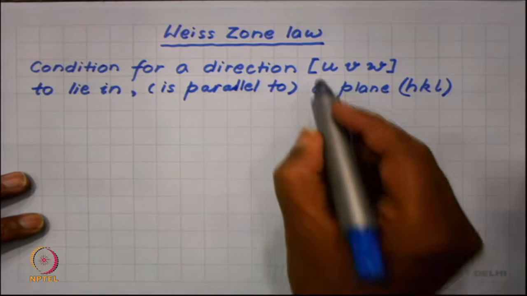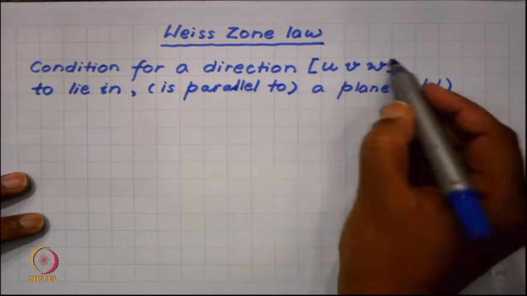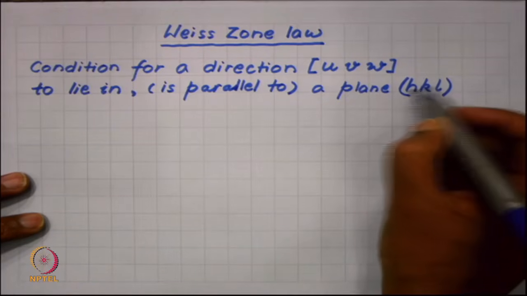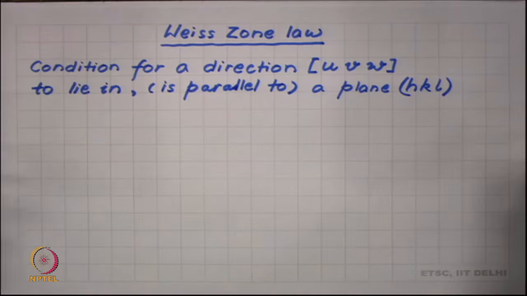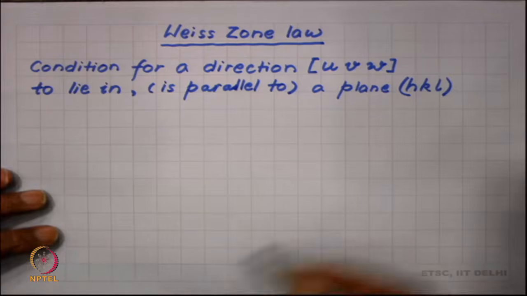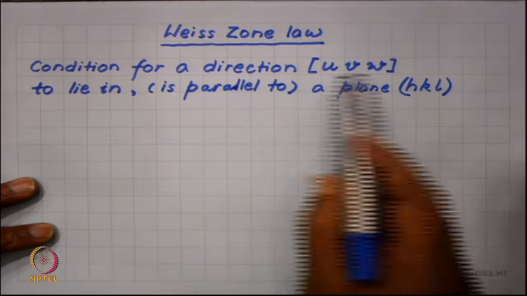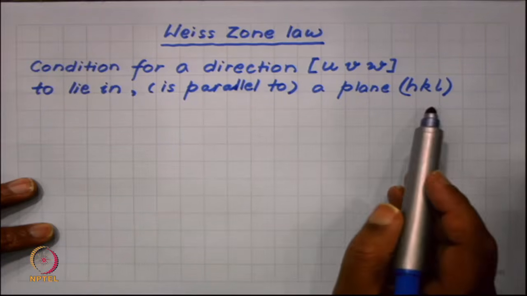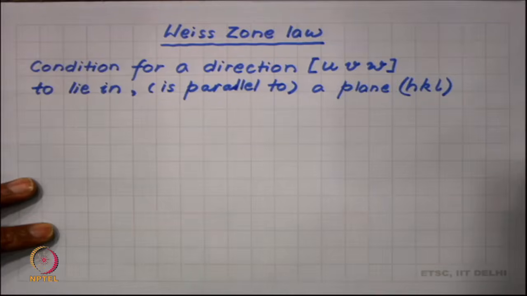Notice the direction indices UVW is put in the square bracket and the plane indices HKL is put in round bracket. You will recall this convention from our previous discussion on Miller indices. Now, Weiss Zone law is simply stating what is the condition that these two Miller indices satisfy if the direction is lying in the plane or is parallel to the plane.